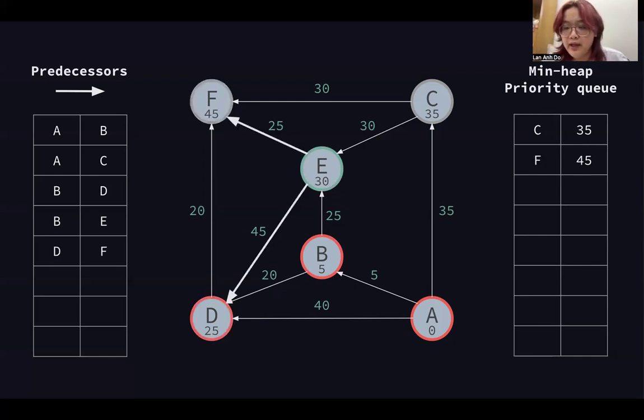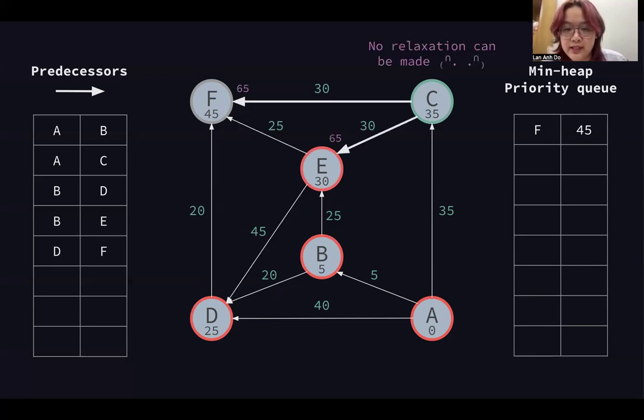Moving on, popping E off the queue, we can see that we cannot relax any of these edges. So just move on. Popping C off the queue, cannot relax any of these edges. And then since we're at the final destination, there's nothing we need to do anymore.